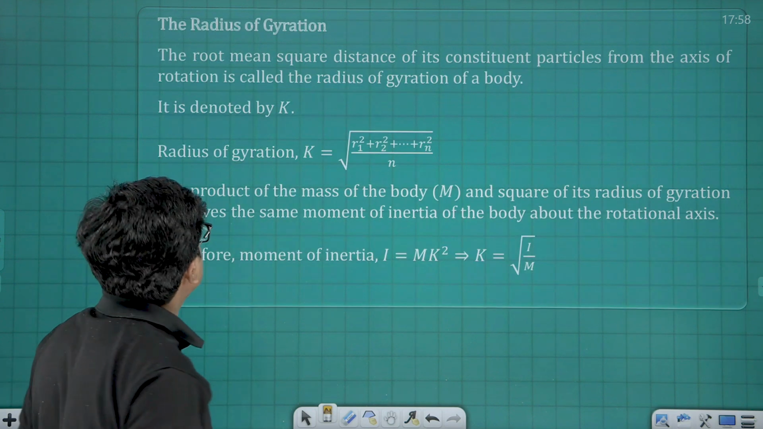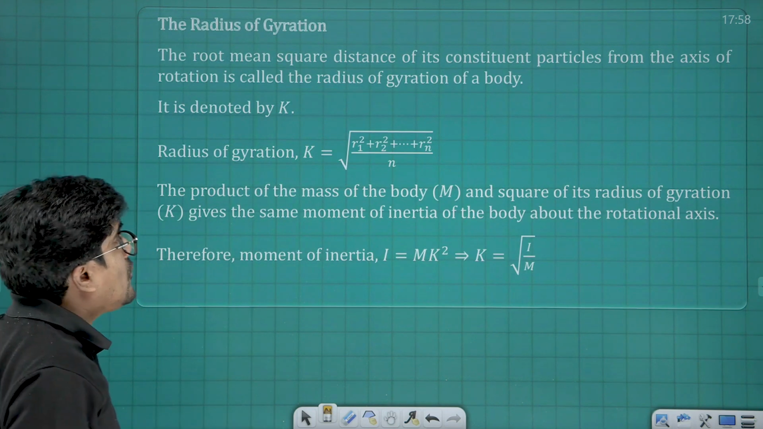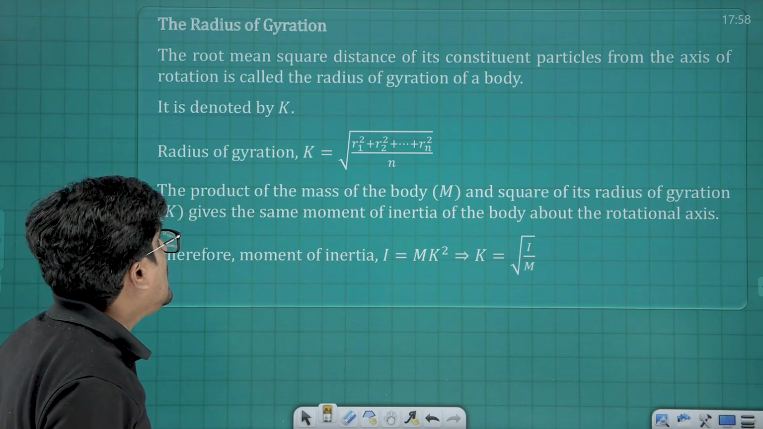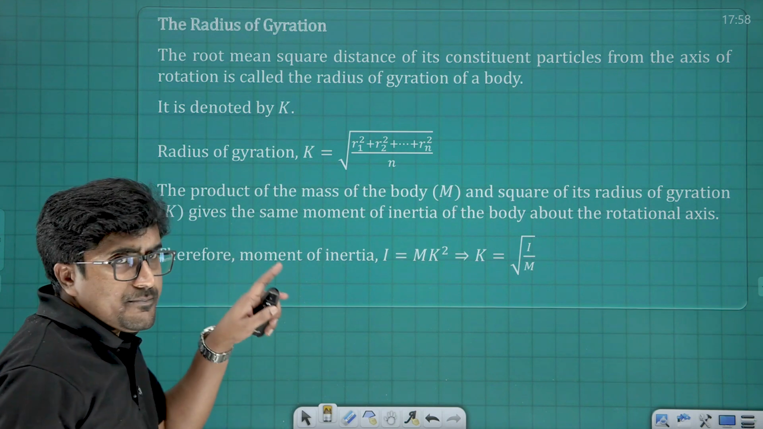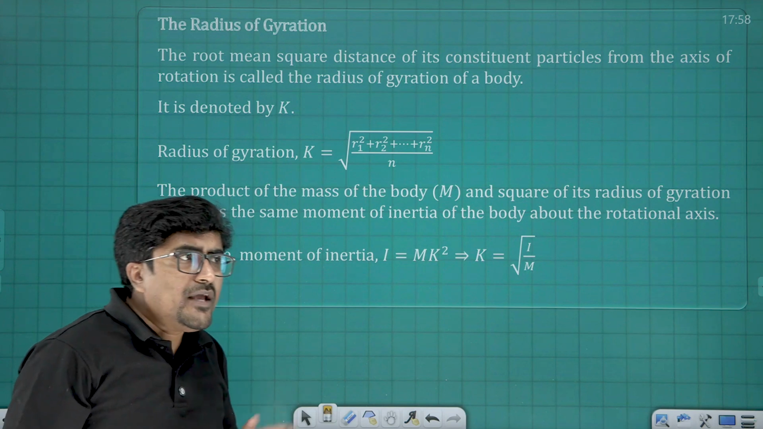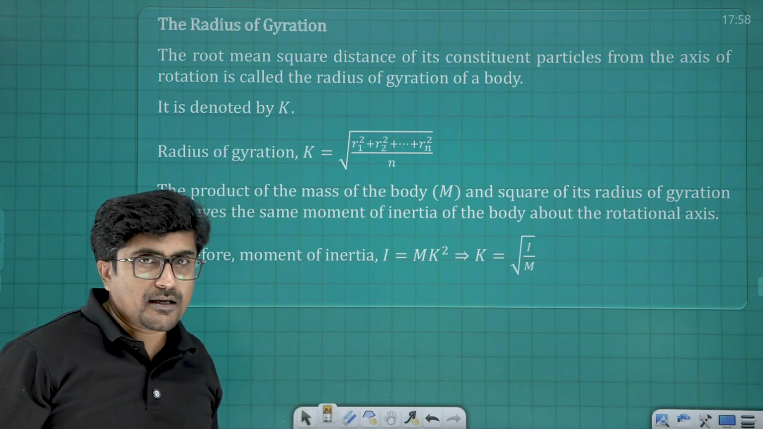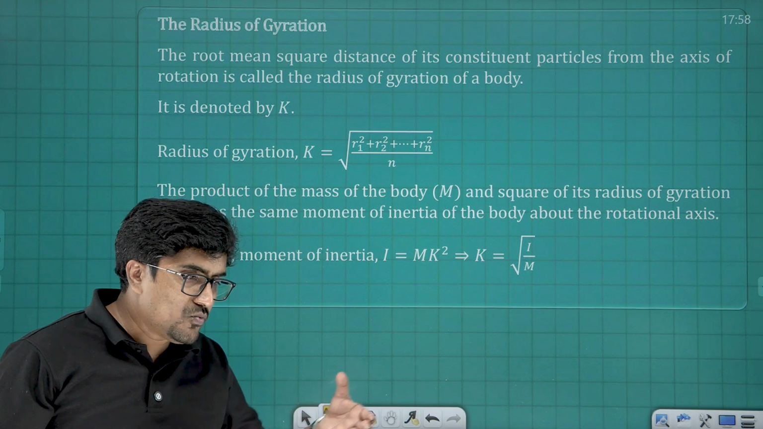All right, the next one is radius of gyration. Here, radius of gyration means, see, we know if there is a system of particles that contains m1, m2, m3, etc.